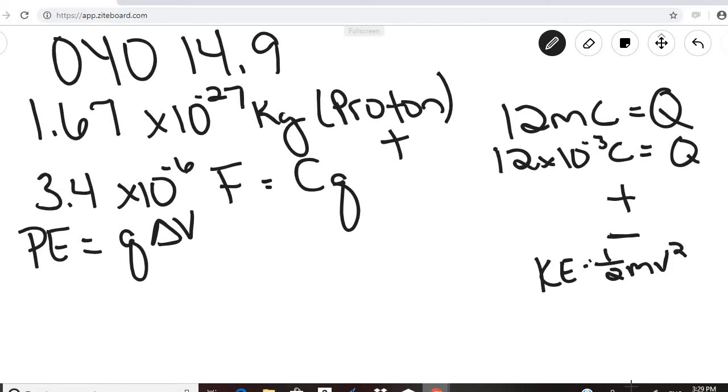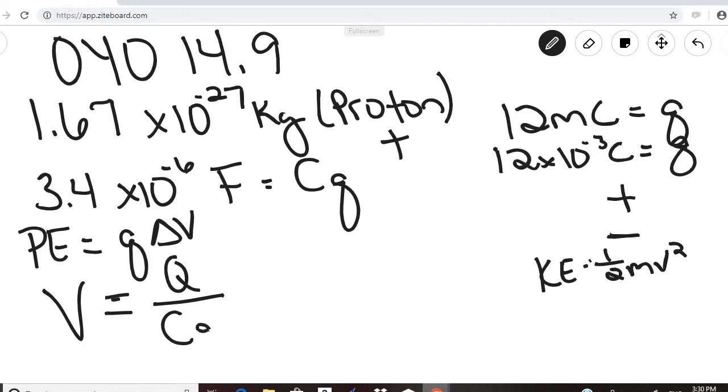Okay, we were given the mass. We were given the charge, or this is a small q actually. We were given the stored charge. Okay, so we can calculate potential energy if we can calculate delta V. So delta V, or just V, V is equal to Q over the capacitance.